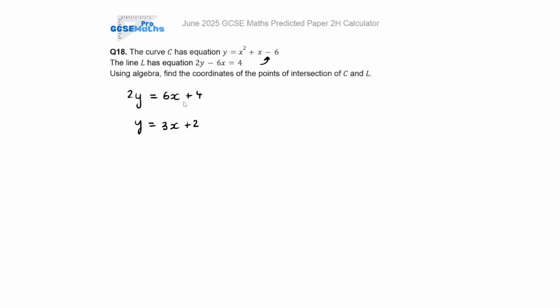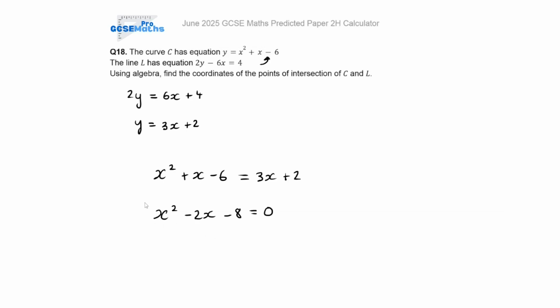Now I'm going to substitute it into the quadratic. If they're both equal to y, I can basically just put them equal to each other. So that's x squared plus x minus 6 is equal to 3x plus 2. Now again, I've got a quadratic, so I'm going to rearrange it to keep the x squared positive and get 0 on the other side. So I'm going to subtract 3x, so I get minus 2x, and subtract 2, so minus 8.